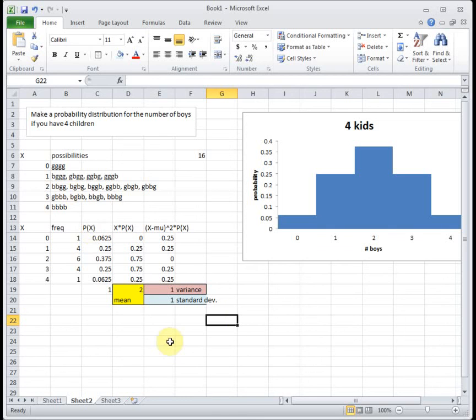So that's how we find our mean and our standard deviation and variance. The formulas look complicated, but with Excel, they're really not too bad.